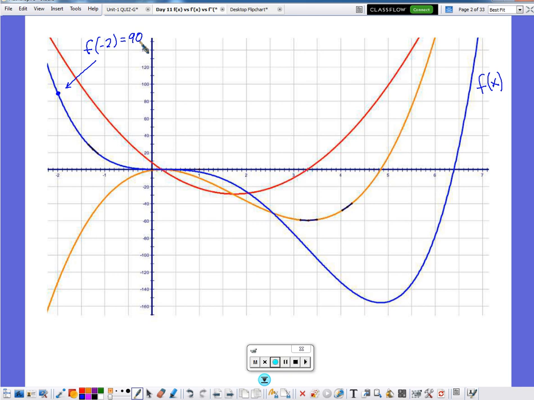Question? Okay, at that point, though, there's a slope. So there's a tangent line we could draw, something like that. Not quite perfect, but we'll call it good enough. Tangent slope.